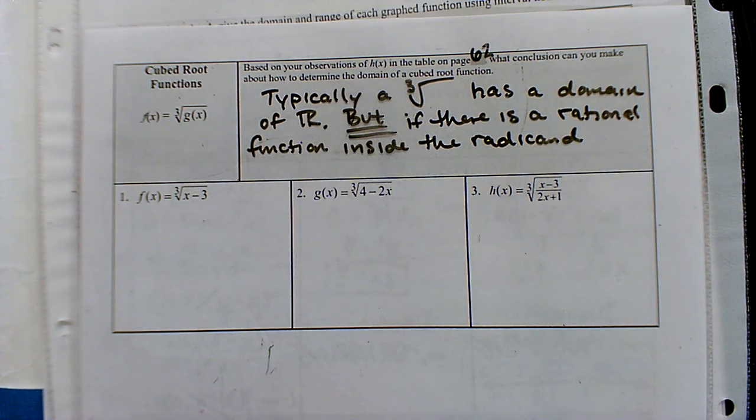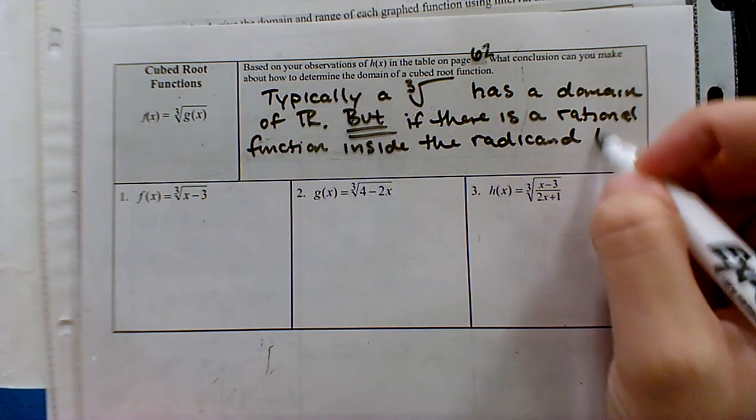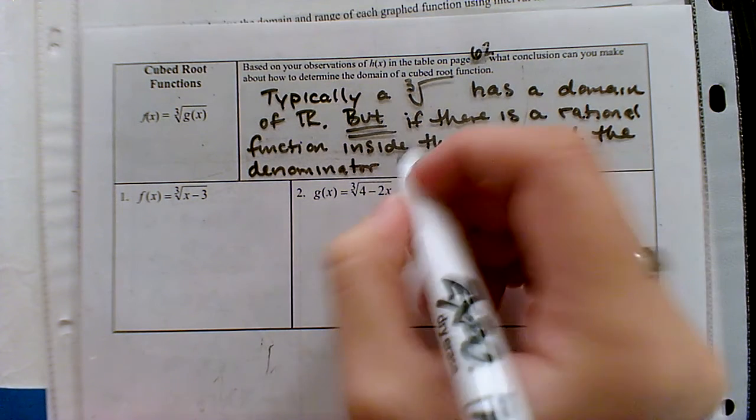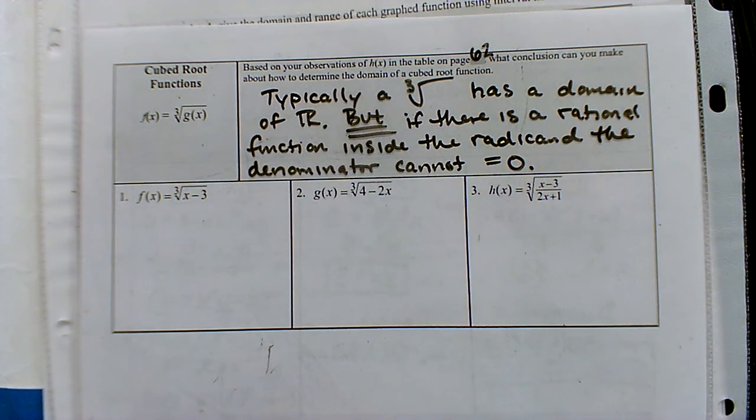what did we have to analyze about a rational function to figure out its domain? What did we have to focus on for a fraction? Yeah. Must be greater than or equal to 0. That was a square root. Oh, sorry. It's okay. It can't be equal to 0, sorry. What do you mean by it? The denominator. The denominator. Okay, but if there is a rational function inside the radicand, the denominator cannot equal 0. All right, that greater than or equal to 0 bit was just for square roots. Okay, this is a cube root, something different.